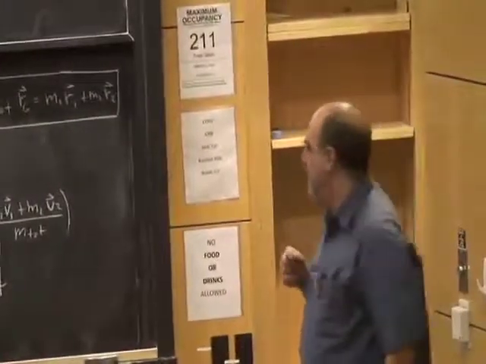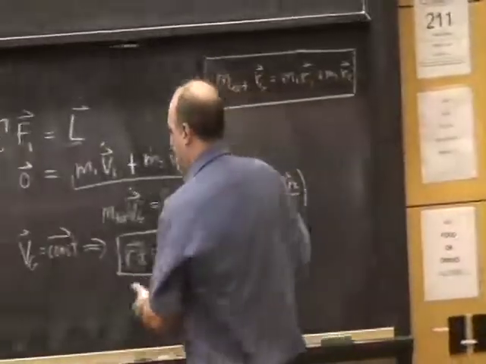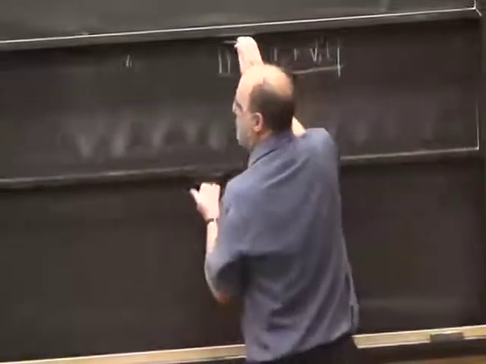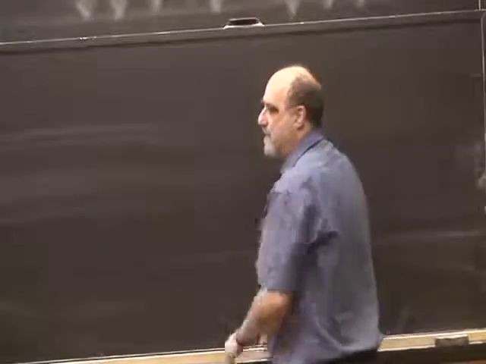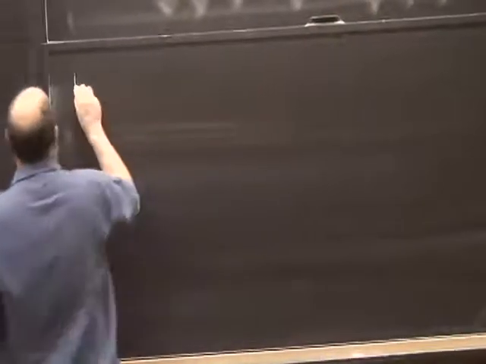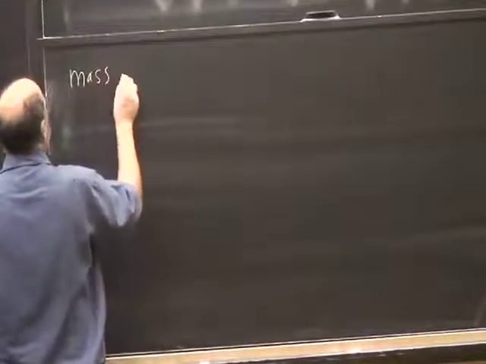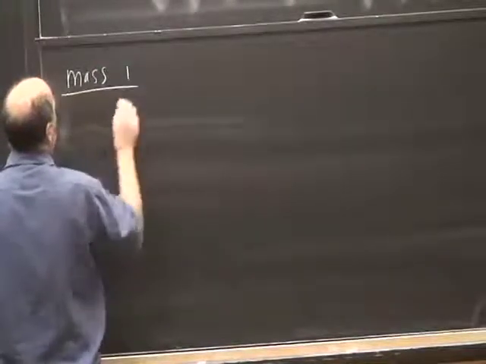Okay, so we know the center of mass moves in a straight line. But now, that's the easy part. What we want to find out is how each of these things move separately. So let's just look at, say, mass 1 or mass 2. It doesn't matter which one.